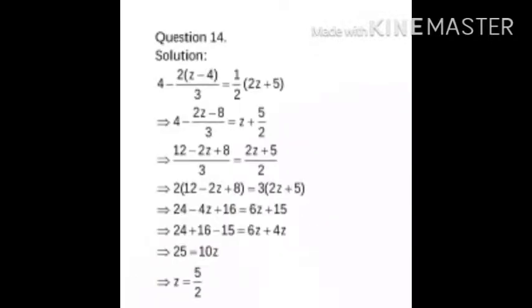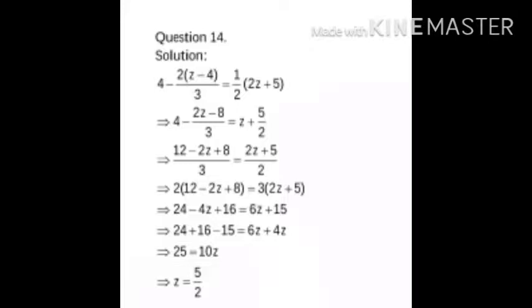4 minus 2(z minus 4)/3 is equal to half (2z plus 5). Now 4 minus (2z minus 8), by multiplying this 2(z minus 4)/3 is equal to z plus 5/2. Now by taking LCM, it becomes (12 minus 2z plus 8)/3, which is equal to (2z plus 5)/2.